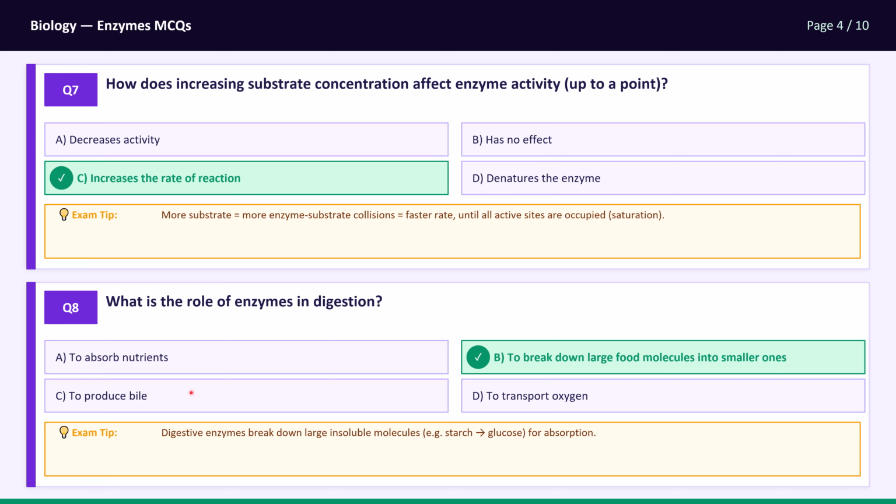Question 8. What is the role of enzymes in digestion? Option A, to absorb nutrients. Option B, to break down large food molecules into smaller ones. Option C, to produce bile. Option D, to transport oxygen. And the correct option is option B, to break down large food molecules into smaller ones. Exam tips: digestive enzymes break down large insoluble molecules, for example starch to glucose, for absorption.